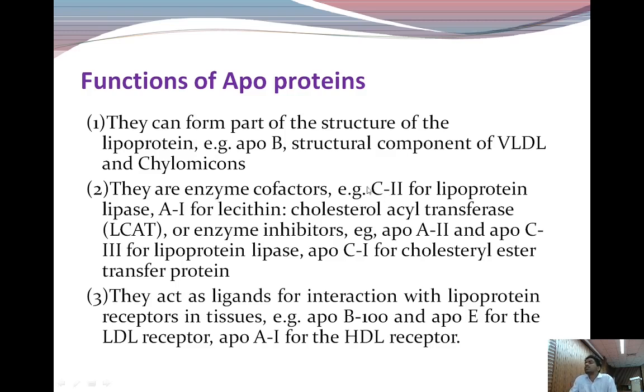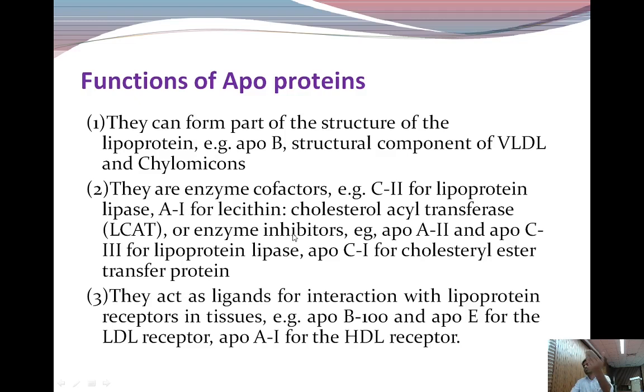So there the cofactor required is ApoC2. Now ApoA1 is required as the enzyme cofactor for lecithin cholesterol acyl transferase. So this helps in the formation of cholesterol ester. So LCAT, this is the enzyme, lecithin cholesterol acyl transferase. This is the LCAT enzyme. It requires the enzyme cofactor ApoA1.